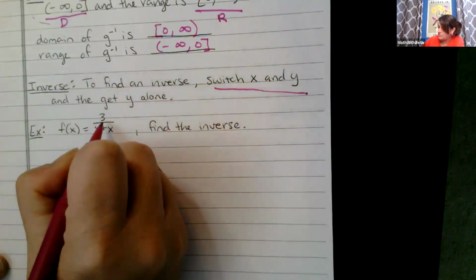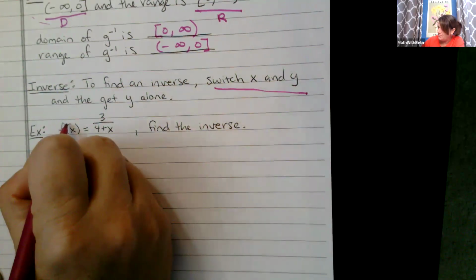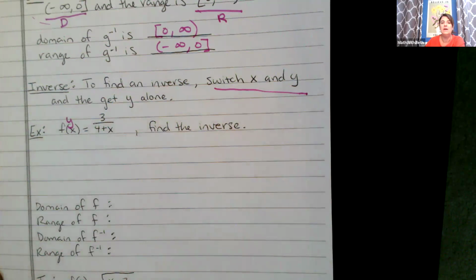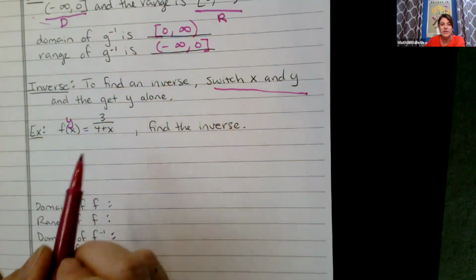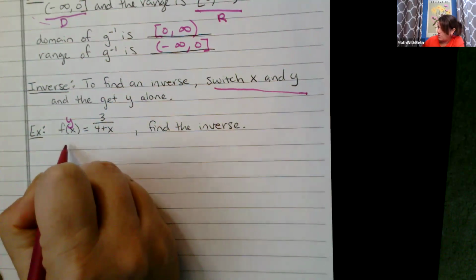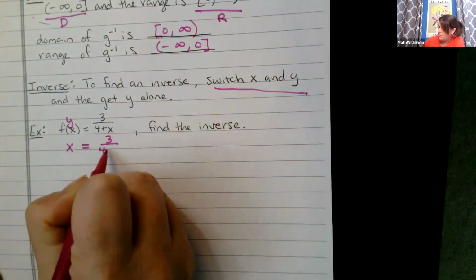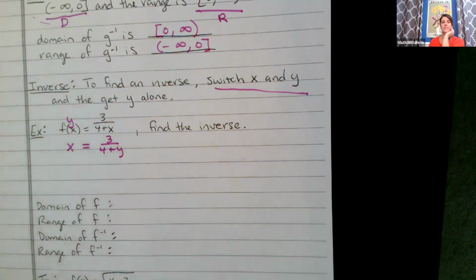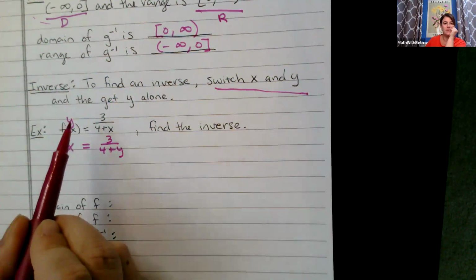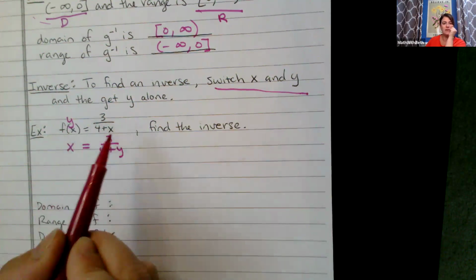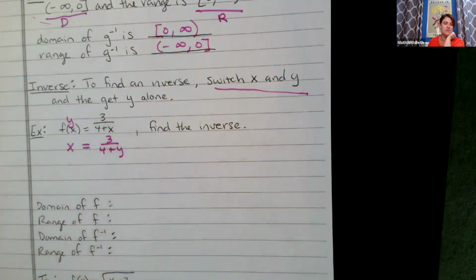So f of x equals 3 over 4 plus x. Well, f of x really means y, right? So if I'm now supposed to switch the x and y, this problem would become x equals 3 over 4 plus y. Do you see that I literally just switched wherever the x and the y were? I didn't switch anything else. But now I need to get the y by itself to see what the real equation would be.